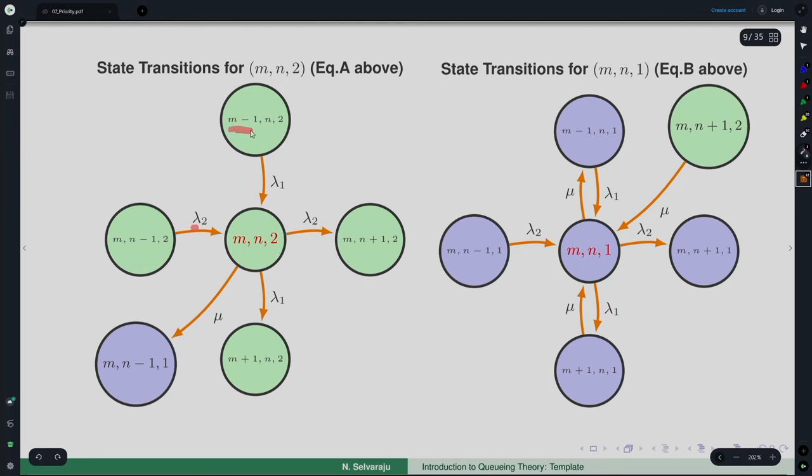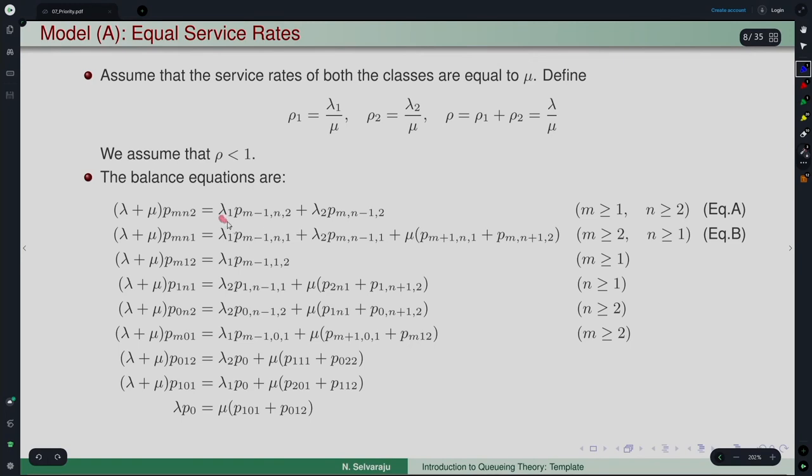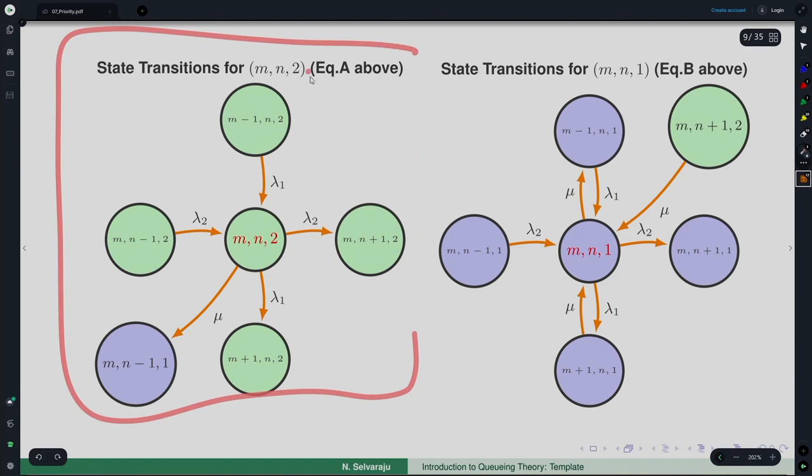Or it was in state m-1, n2, and with an arrival of a priority 1 customer, an arrival of a higher priority customer, this can move to mn2, right? These are the only two possibilities. Through any service completion, it cannot come to this when m is greater than or equal to 1. So basically lambda 1 from this state and lambda 2 from this state are the only ways it can come to state mn2. That shows how we have written this particular equation. So, try to understand this, fine. This is about the first equation, which is equation A.